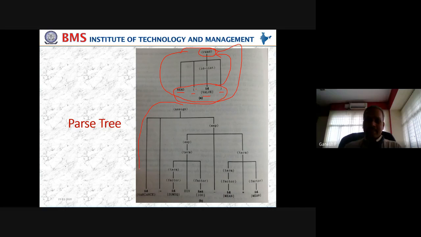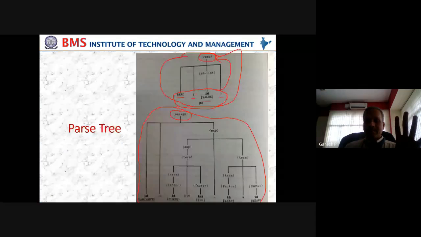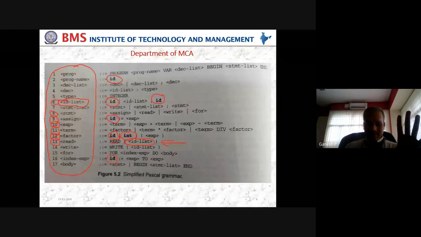Similarly, there is an assignment statement here. We have taken the assignment statement in a bigger way, so probably we'll discuss this later. But right now, see how parse trees are written. So assign is what? Assign is a non-terminal symbol. We can see this here. Somewhere we have seen assign.